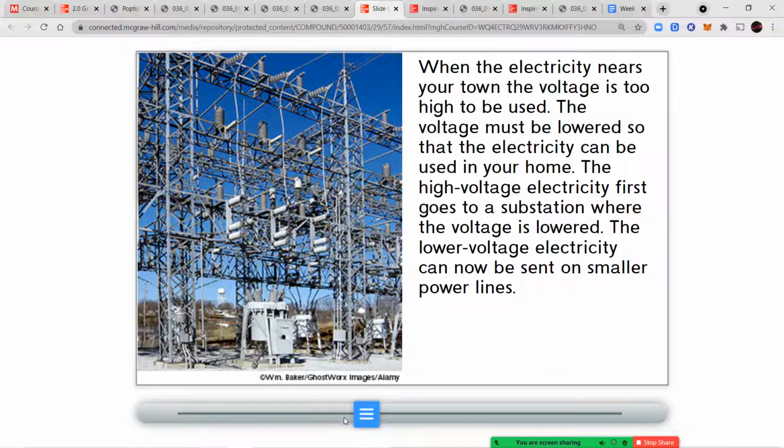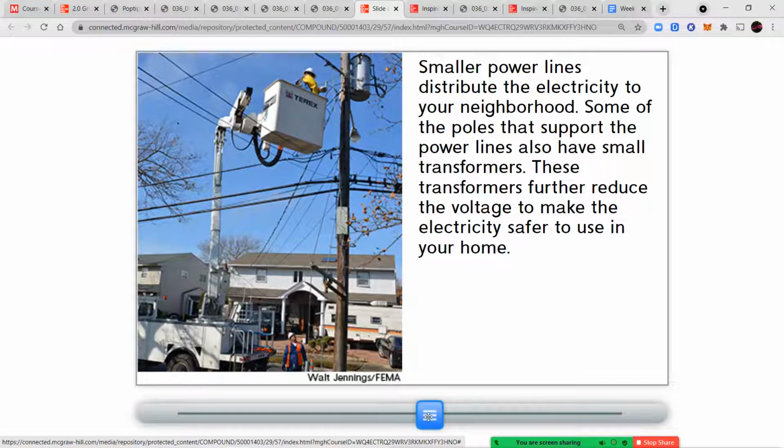When the electricity nears your town, the voltage is too high to be used and the voltage must be lowered so that the electricity can be used in your home. The high voltage electricity first goes to a substation where the voltage is lowered, and then the lower voltage electricity can be sent onto smaller power lines, which are the ones you're used to seeing near neighborhoods. So those small power lines distribute the electricity to your neighborhood.